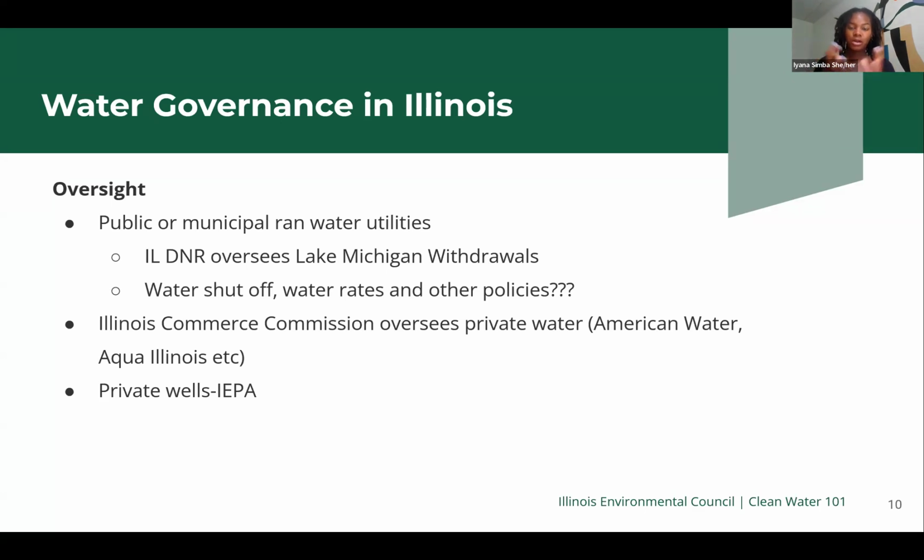But for a broad swath of policies that do have an impact, things like water shutoff, water rates, and other policies, there isn't really a clear central body in Illinois that's overseeing all of those things. I also didn't include on here, but things like lead pipe replacement are overseen by the Illinois Environmental Protection Agency. And as far as private water utilities, like American Water and Aqua Illinois, they're overseen by the Illinois Commerce Commission. And for people who have individual private wells, there are some laws under the IPA that have some general oversight over those wells.